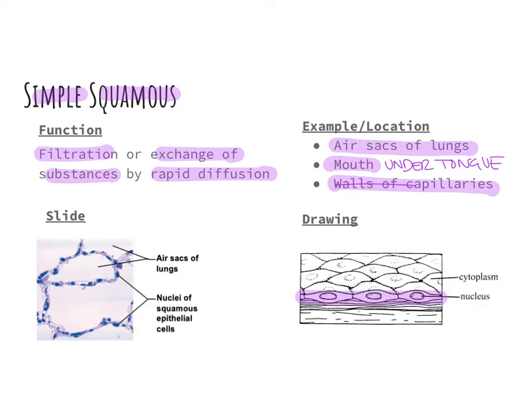We'll also be looking at images of slides in this unit. This is a cross-section of air sacs of the lungs. So you can see the simple squamous cells that are lining the outsides of those air sacs. Those are simple squamous, one single layer of those flat, pancake-like cells.